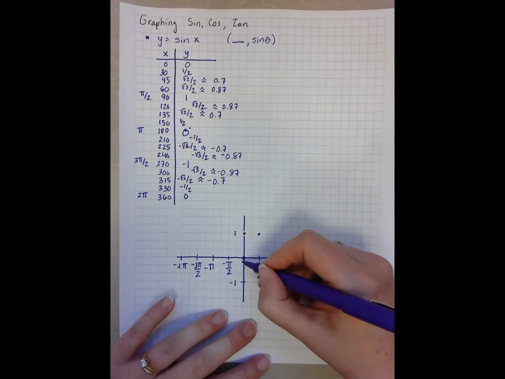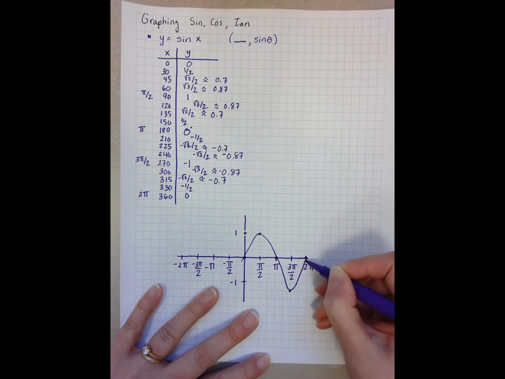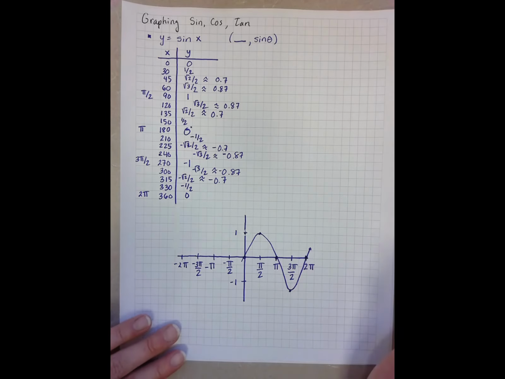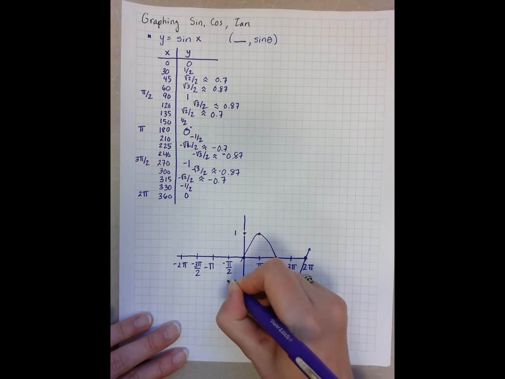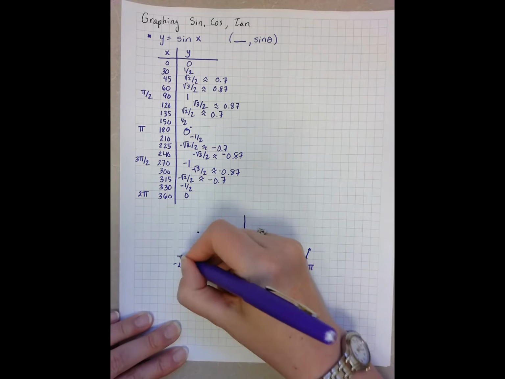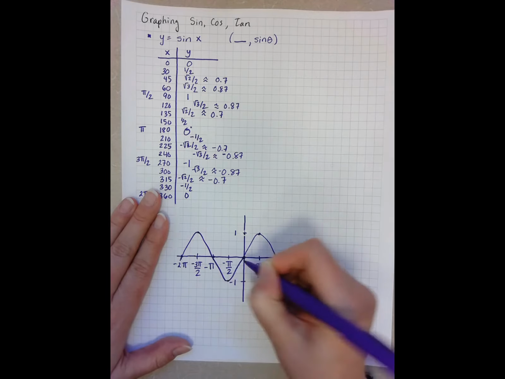And so my sine function has this shape. It's the same pattern on the other side, so that I would go down to negative 1, up to 0, up to 1, back down to 0, and there is my function.